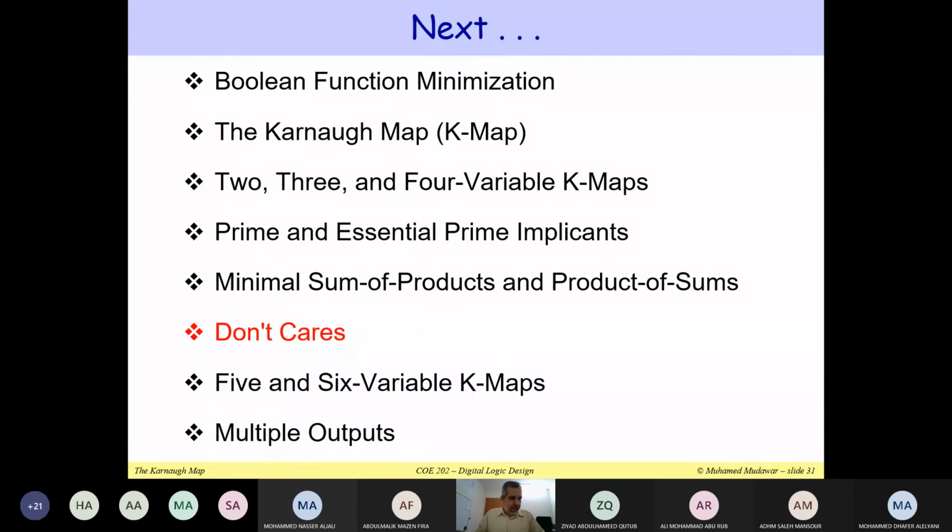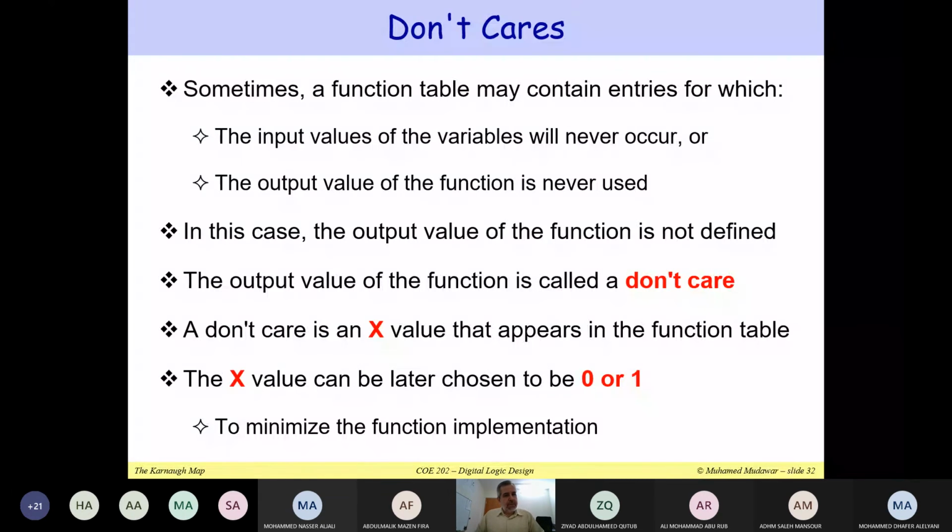I need to talk about don't cares. Okay, this is also an important topic. Now, sometimes you might have a function table that contains entries for which the input values of the variables will never occur. Or the output value of the function is never used. So this actually can happen in some functions.